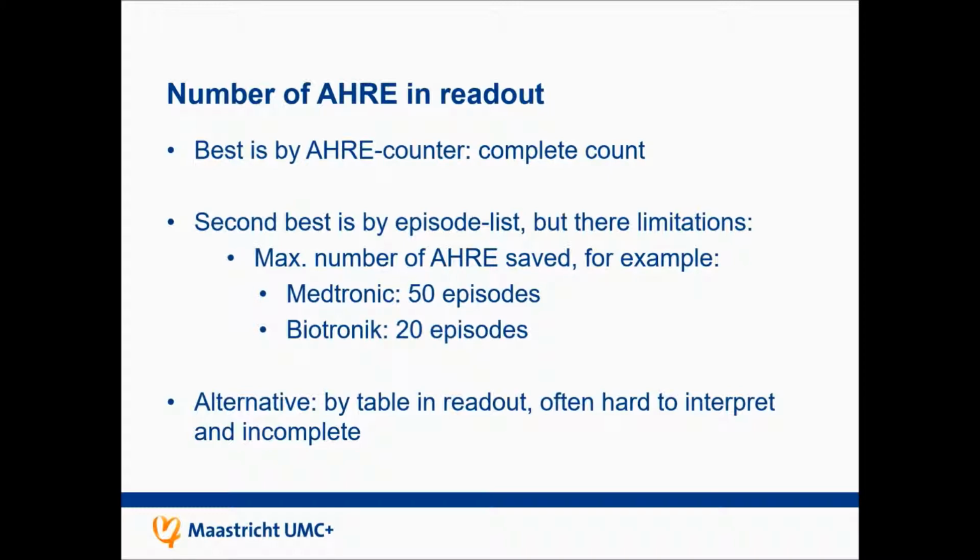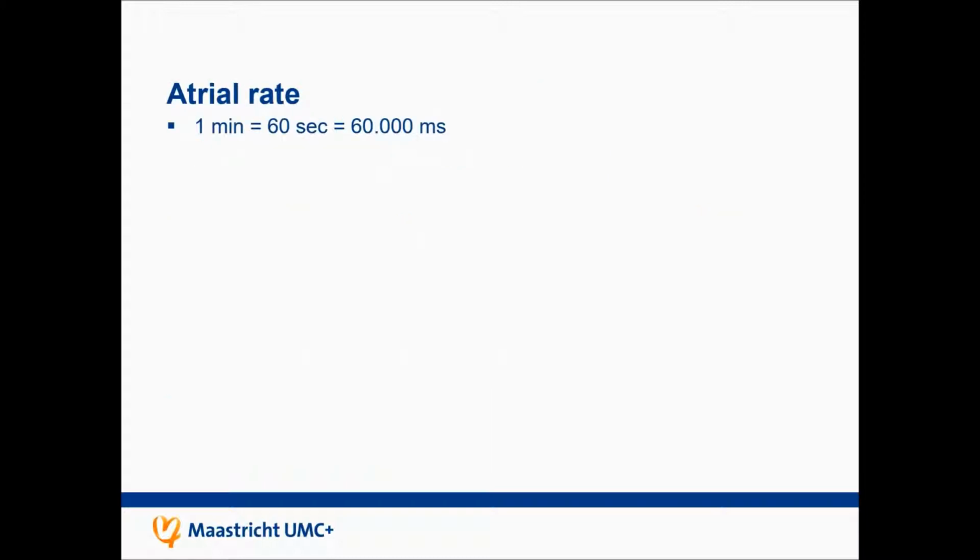So then we get an underestimation of the number of adequate atrial high rate events, because then I can't assess all of them. An alternative is using the table in the readout, mostly in St. Jude or Abbott devices, but then we get more of an estimation of the number of adequate episodes than an exact number of them. I'll have an example of that later.